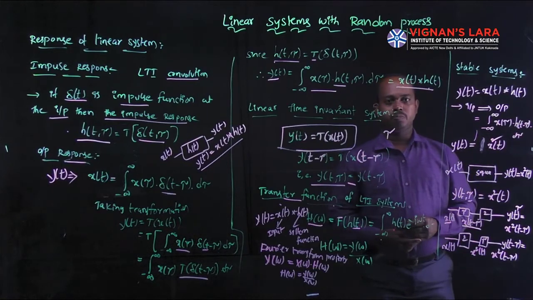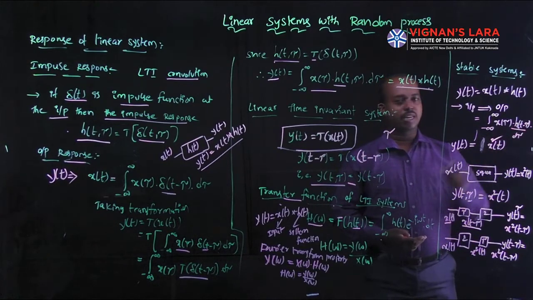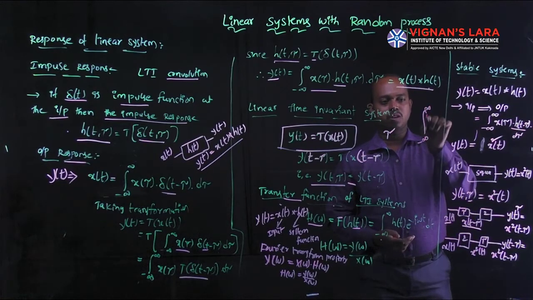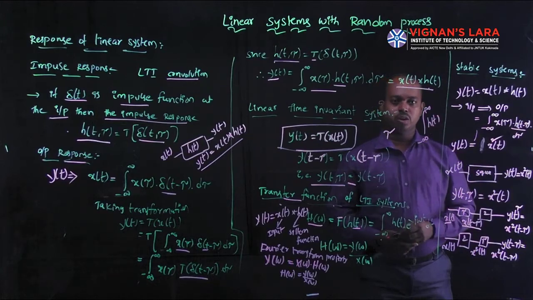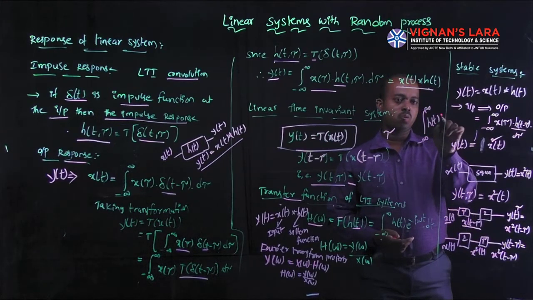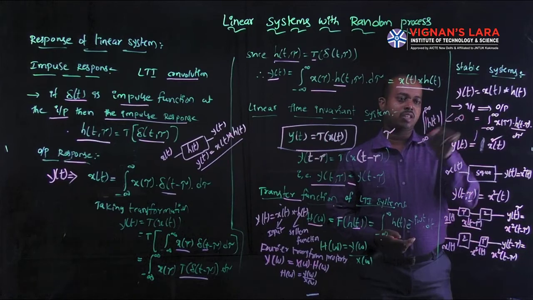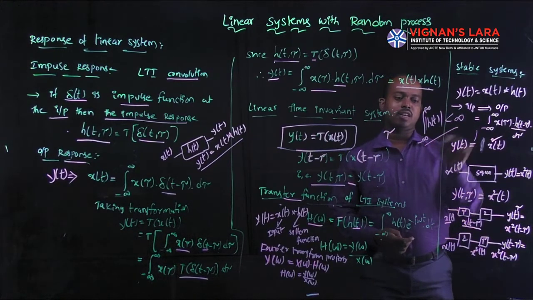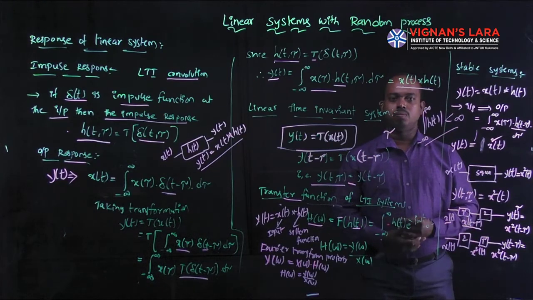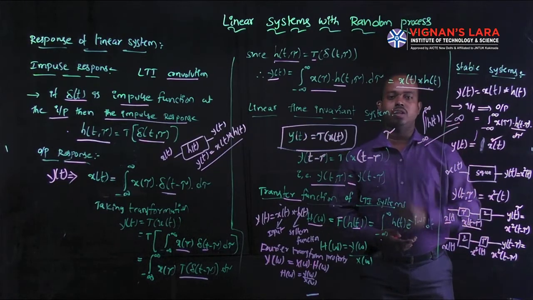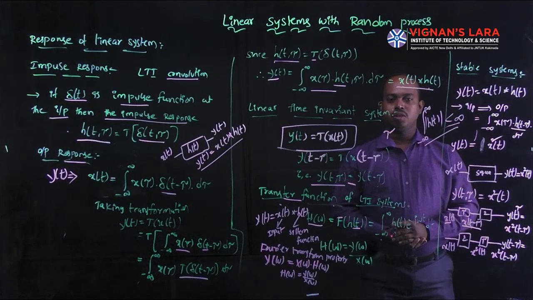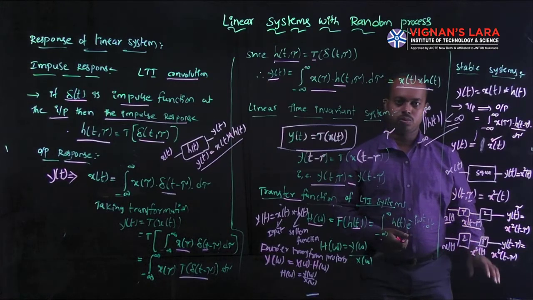In this function, we treat the impulse response as the integral from minus infinity to plus infinity of h of t minus tau. The value must be less than infinity. Then we can say that the given system is a stable system. If it is not satisfying this condition, we can simply say the given system is an unstable system. This is the definition for stable and unstable systems in linear systems.